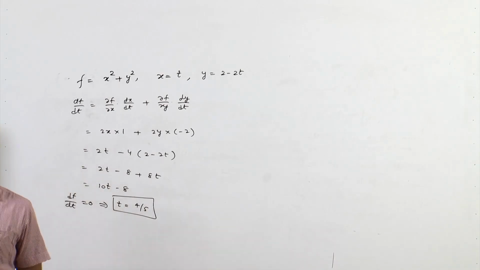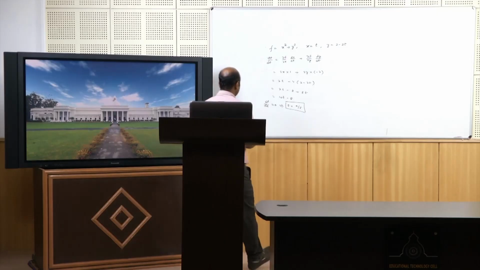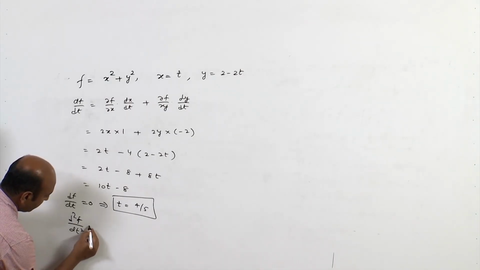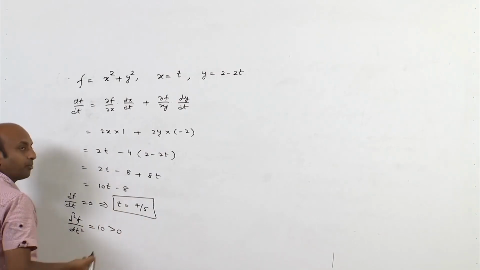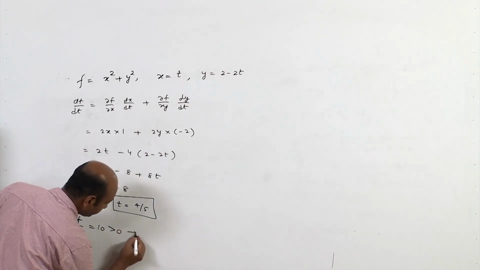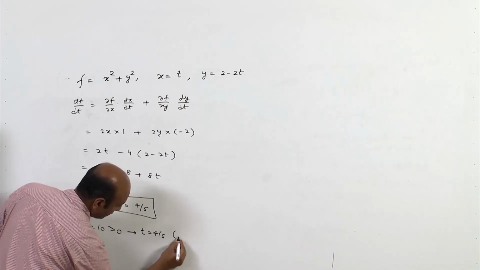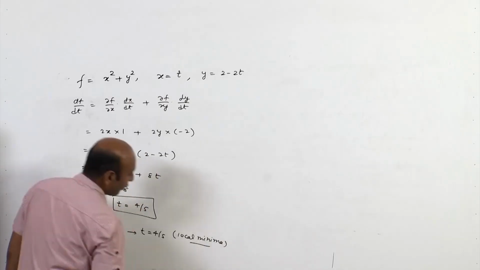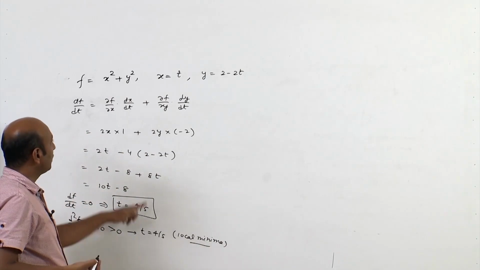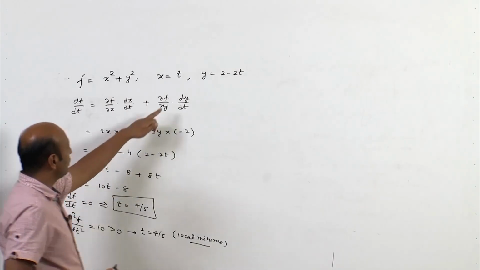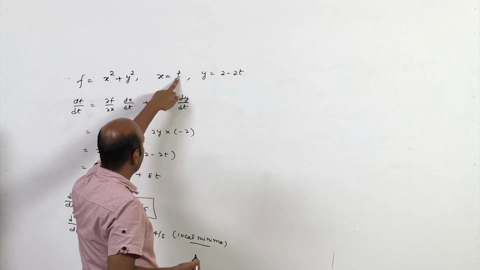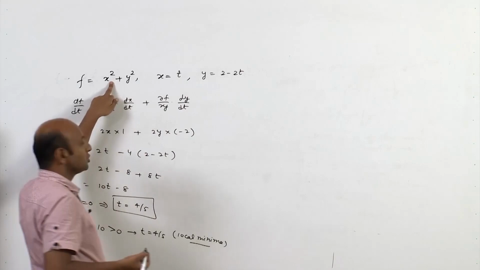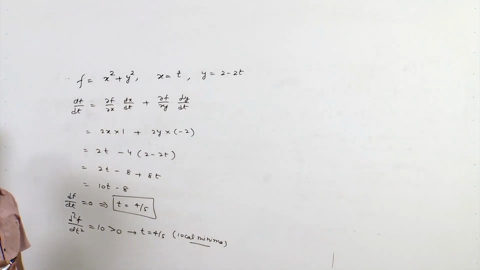Okay. Now the second derivative with respect to t is simply 10, which is positive. So this point is the point of local minima. And to find the local minimum value, you simply substitute t equal to 4 by 5 here. So you can get x and y, substitute this x and y over here, so you can find out the local minimum value of this function f.